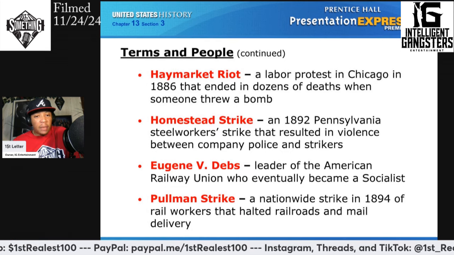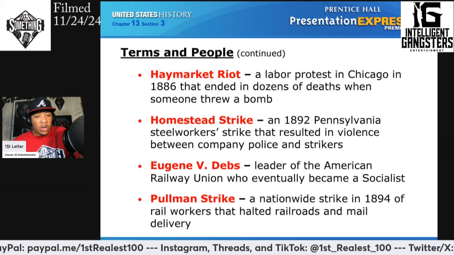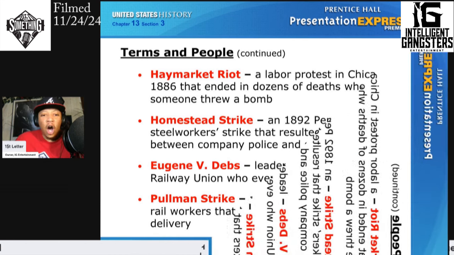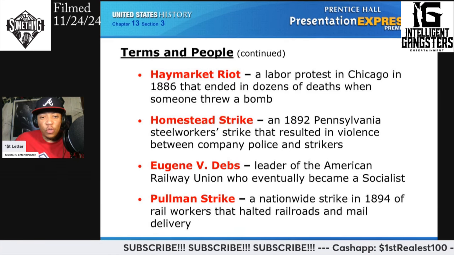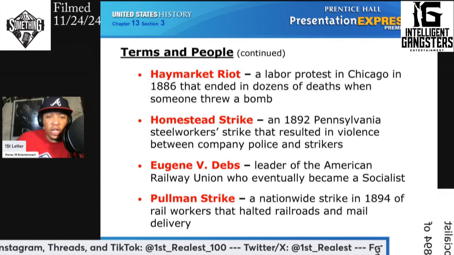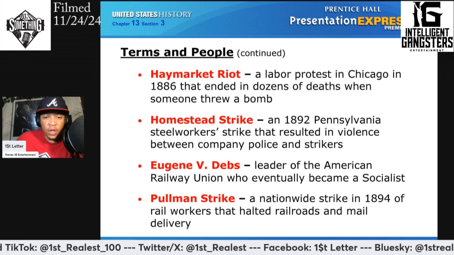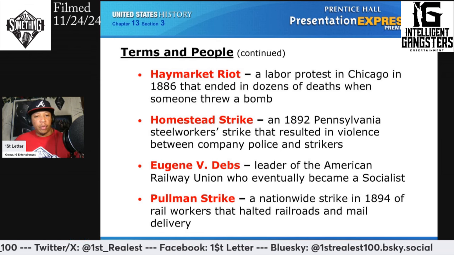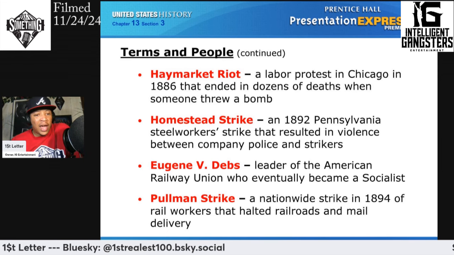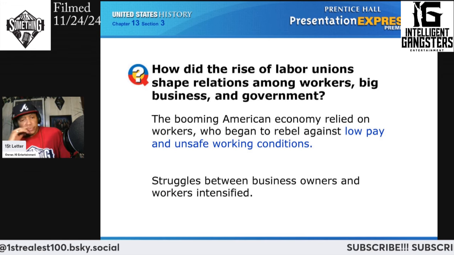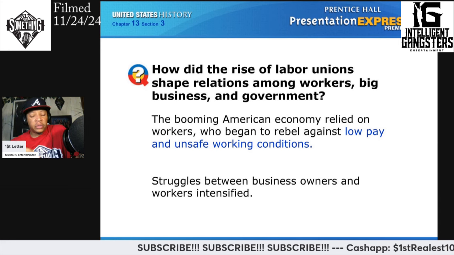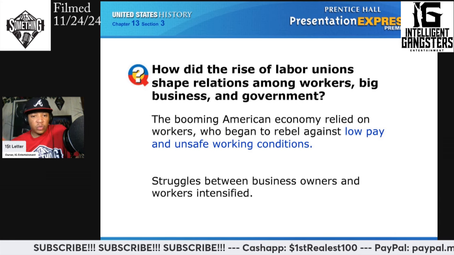The Haymarket Riot: a labor protest in Chicago in 1886 that ended in dozens of deaths when someone threw a bomb. The Homestead Strike: in 1892 Pennsylvania steel workers struck, resulting in violence between company police and strikers. Eugene V. Debs, leader of the American Railway Union, who eventually became a socialist. And the Pullman strike: a nationwide strike in 1894 of rail workers that halted railroads and mail delivery. Those are going to be our key terms for this section, though we'll have other terms as well.